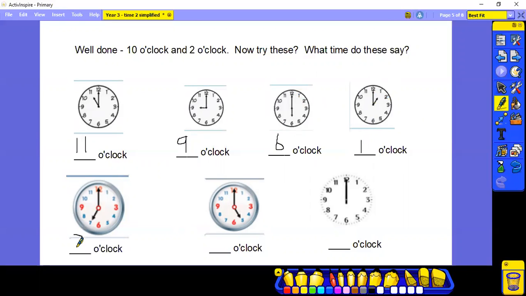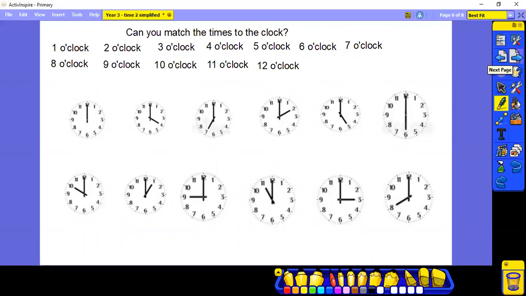The long hand is pointing to the 12 and the short hand is pointing to the 7. So this says 7 o'clock. The long hand is pointing to the 12 and the short hand is pointing to the 5. So this one says 5 o'clock. And this one was a bit trickier because both the long hand and the short hand are pointing to the 12. So this one says 12 o'clock. How did you get on?